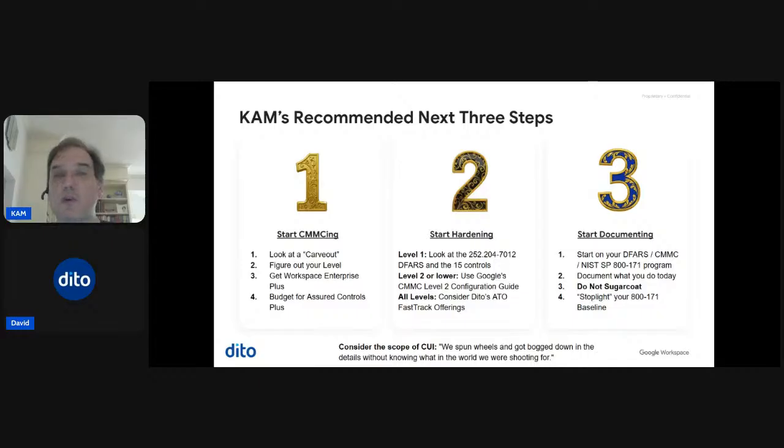The second thing you want to do is really find out your levels. Start talking to your primes, start talking to your cores. I've already talked about that a little bit. Get on Workspace Enterprise Plus, especially if you're level 2 or 3. Start that process right away. The second thing is get a quote, start your budget for having Assured Controls Plus on your environment. You will need it. There's no getting around it. And that's kind of the step 1, pretty basic. Start looking at those basic costs and the underpinning that you need for the implementation.